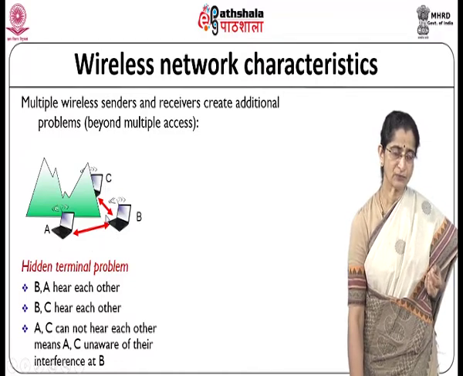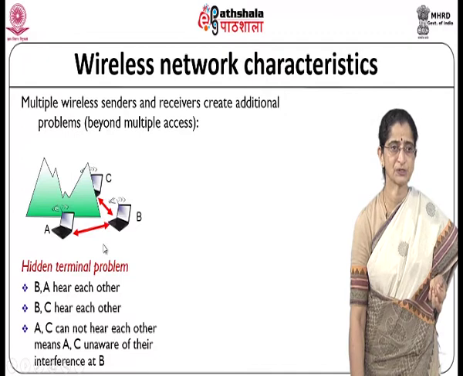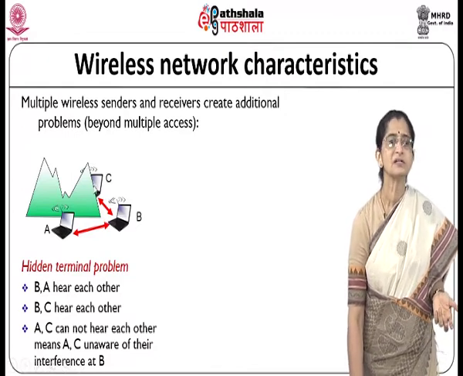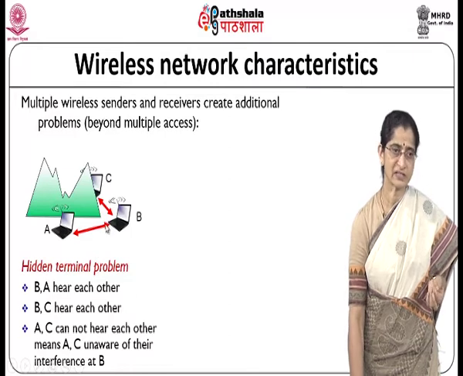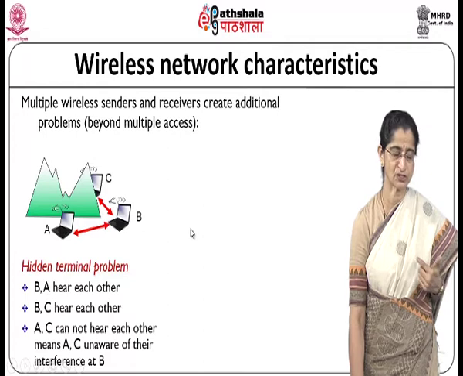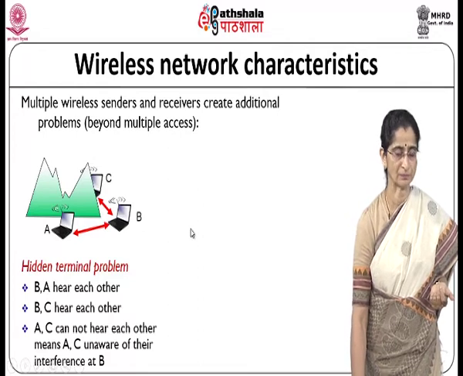So what could happen, therefore, is if A and C simultaneously transmit to B, being unaware of the fact that somebody else is already transmitting the data, naturally there will be interference at B. This is something that we need to avoid. So we say that A and C are hidden with respect to each other. So we have a hidden terminal problem.